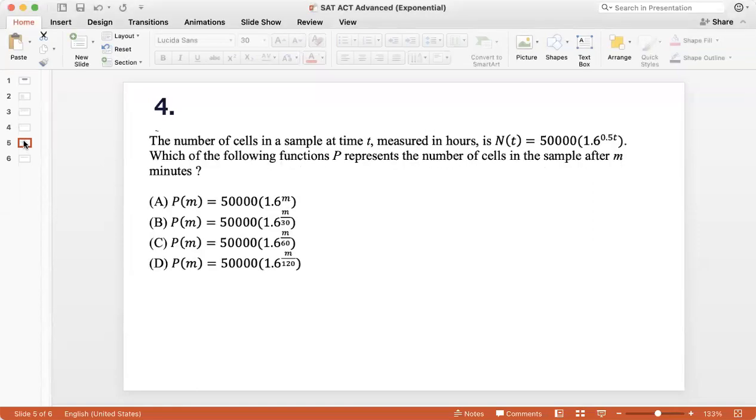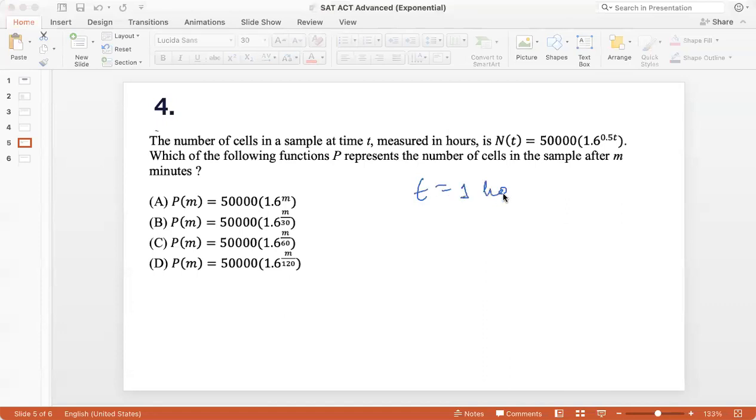Question 4. The number of cells in a sample at time t, measured in hours, is N(t) = 50,000 × 1.6^(0.5t). Which of the following functions represents the number of cells in the sample after m minutes? Okay, so let's take t as 1.